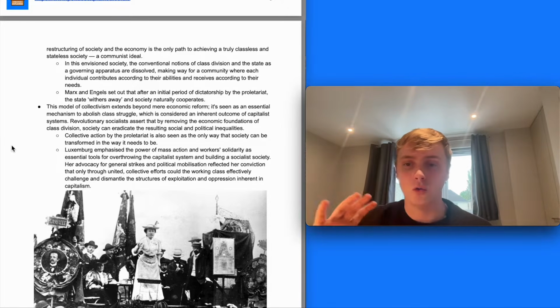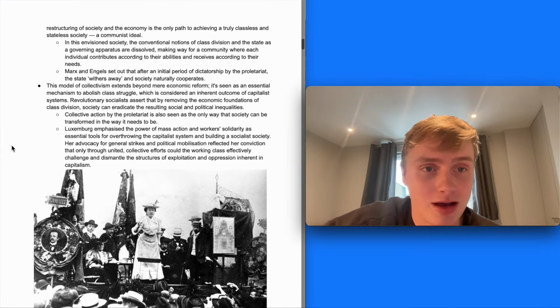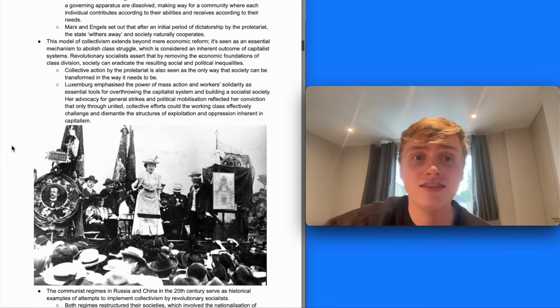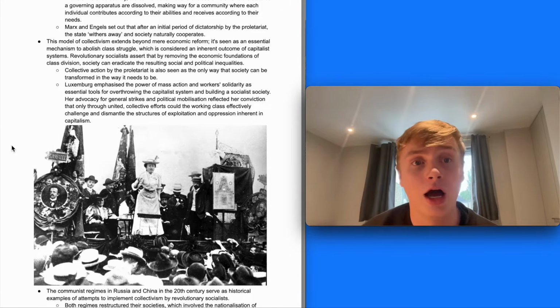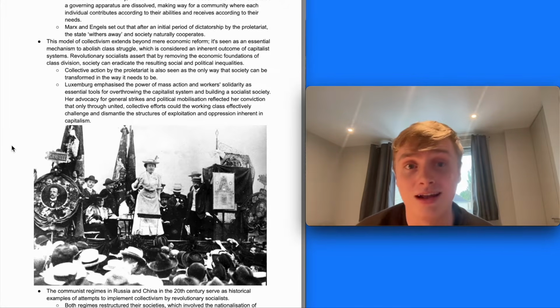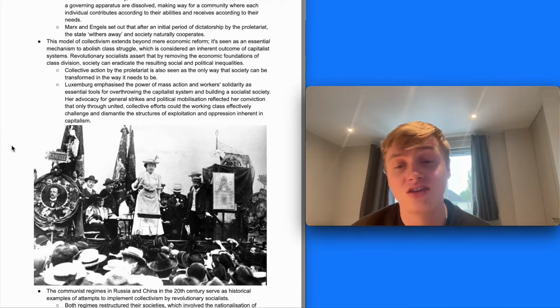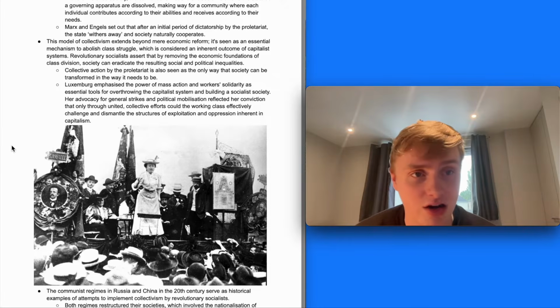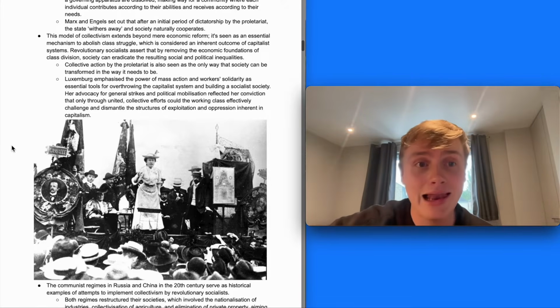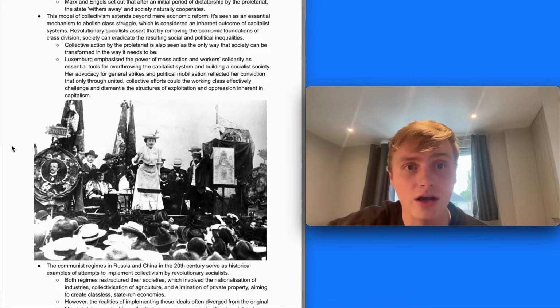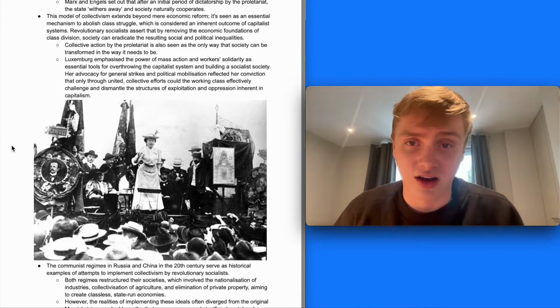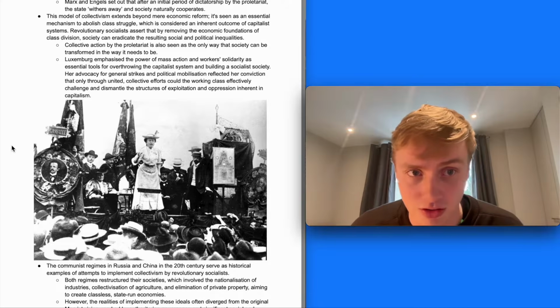And this end goal of collectivism and communism as a whole extends beyond mere economic reform. Revolutionary socialists also see collectivism as really important to achieving socialism in the first place, through the importance of class struggle to abolish class oppression. So they see collective action by the proletariat, by the working class, as the only way that society can be transformed and capitalism can be removed.